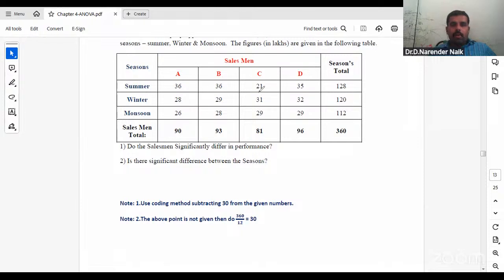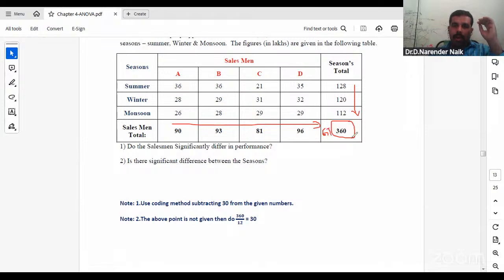Then row 1, row 2, row 3 totals. 36, 36, 21, 35, 128, 28, 29, 31, 32, 120, 26, 28, 29, 29, 112. That is 360. So this is the 360. These 128, 120, 112, and all these 90, 93, 81, 96 totals. This total is called GT, that is grand total.